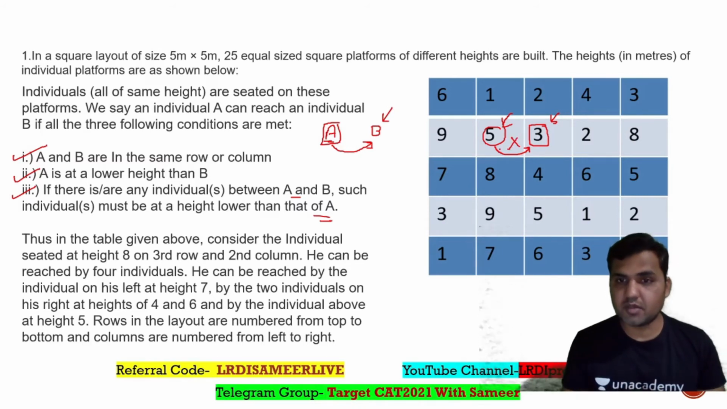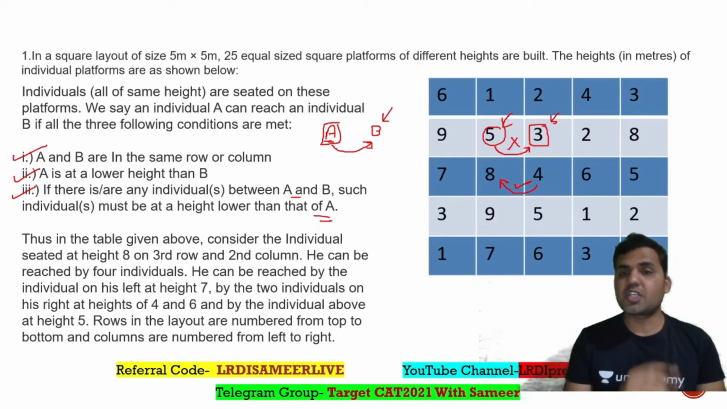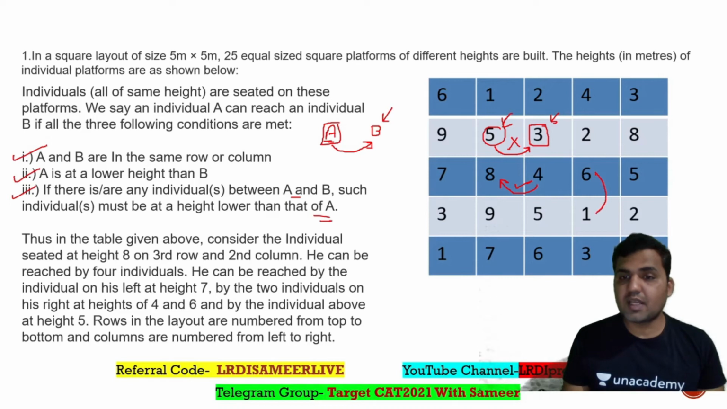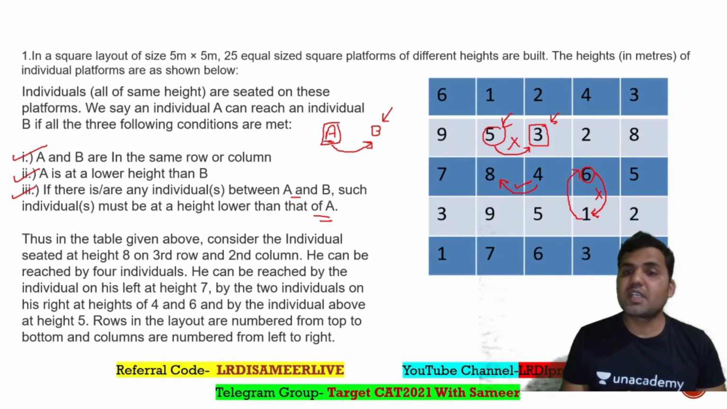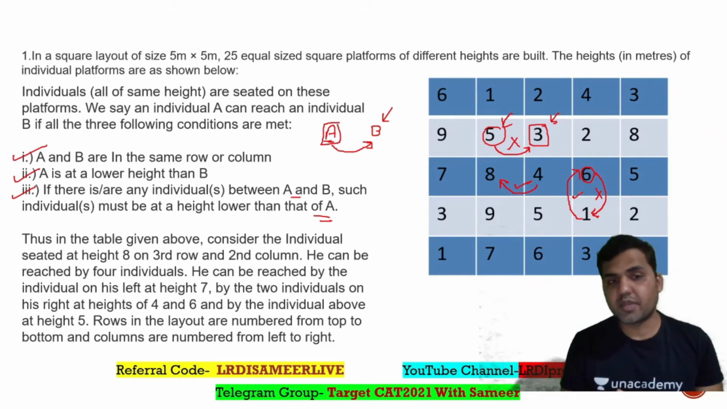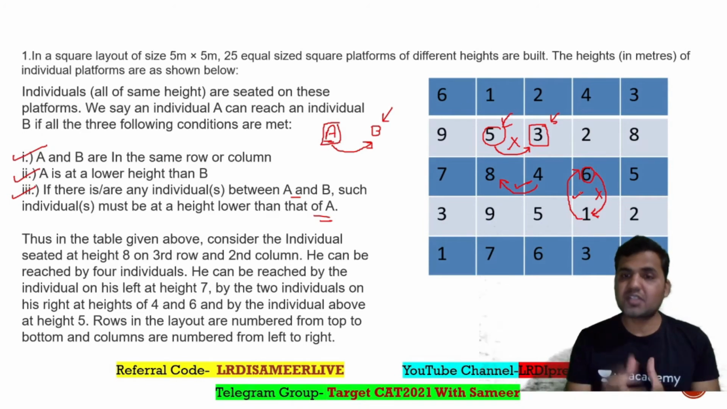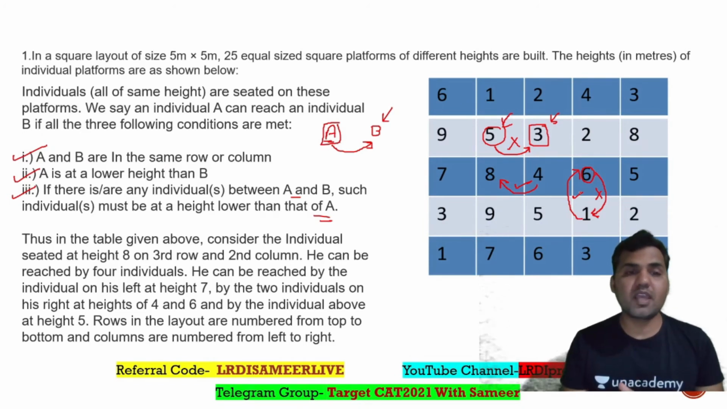5 will not be able to reach 3. But you see that 4 is at a lower height than 8 and both of them are in the same row, so I can say that 4 will be able to reach 8, right? And if I say 6 wants to reach 1, a person sitting on 6 wants to reach the person sitting on 1, both are in the same column, because 6 is at a higher height, 6 will not be able to reach 1. But 1 will be able to reach 6 because 1 is at a lower height as compared to 6. That's the whole concept. If you understand this part, you can solve this set very easily.